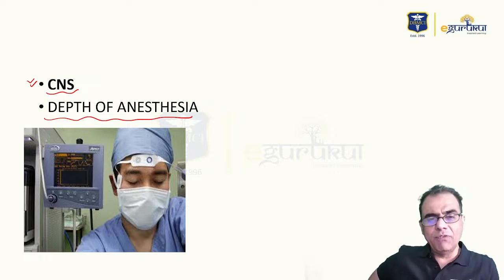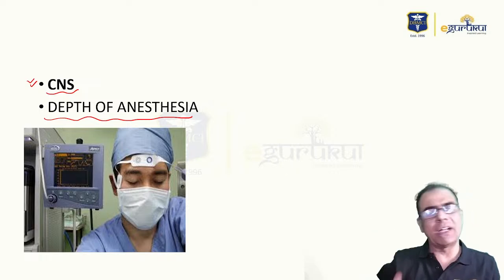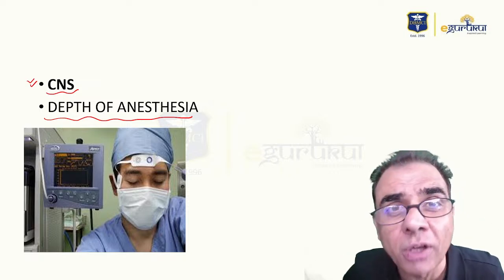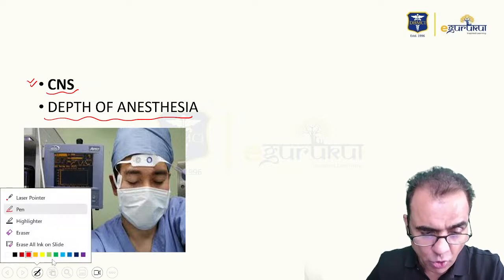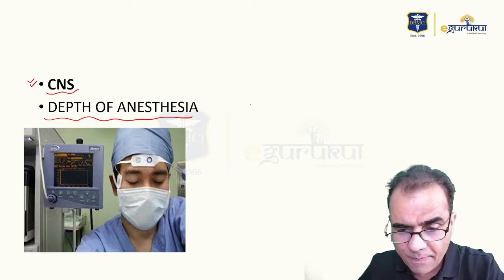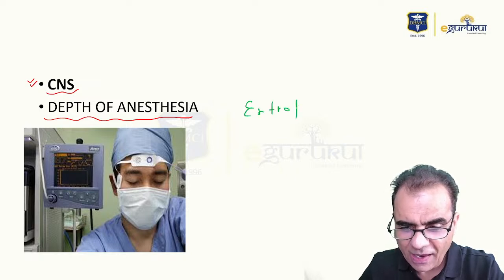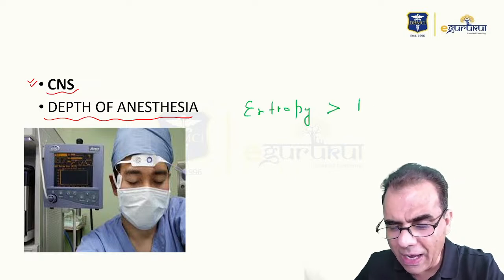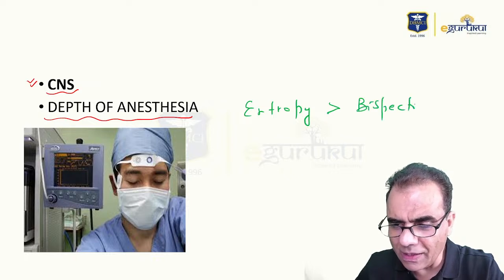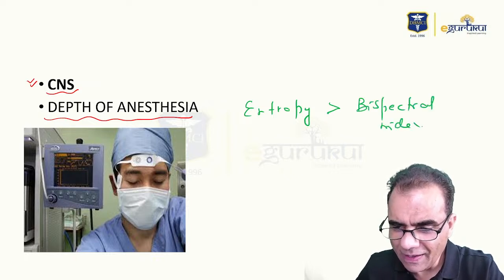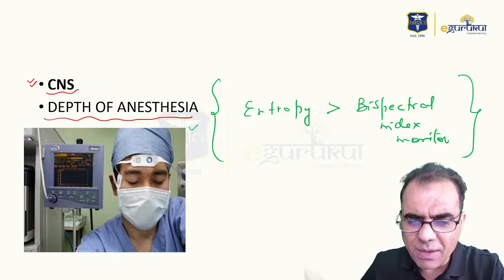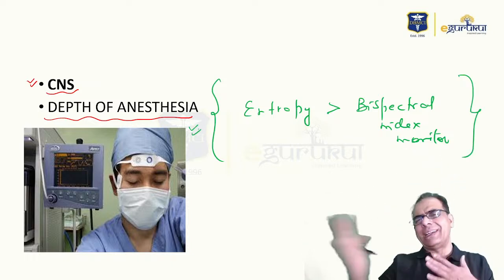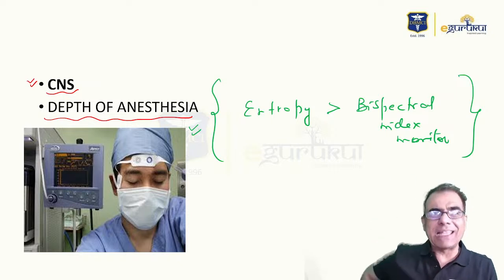Until very recently, we were relying on clinical signs to see the depth of anesthesia, but now we have two monitors which are highly reliable to see the depth of anesthesia, and those monitors are entropy and bispectral index monitor. So these monitors, they just calculate a score, and based on that score you can tell whether the patient anesthesia depth is adequate or not.